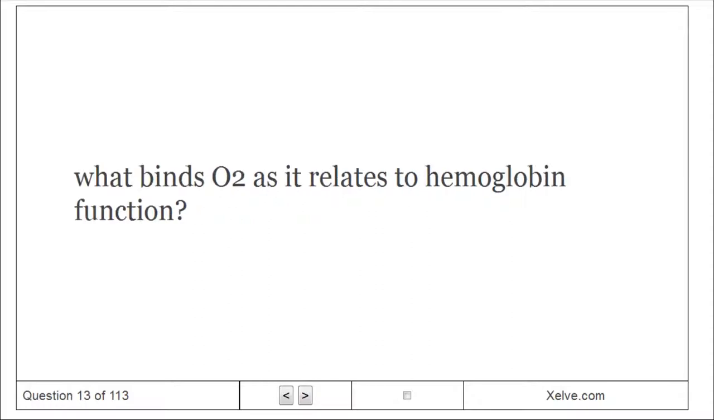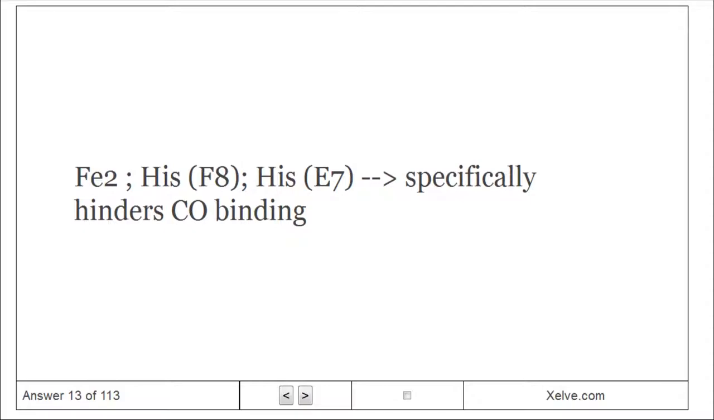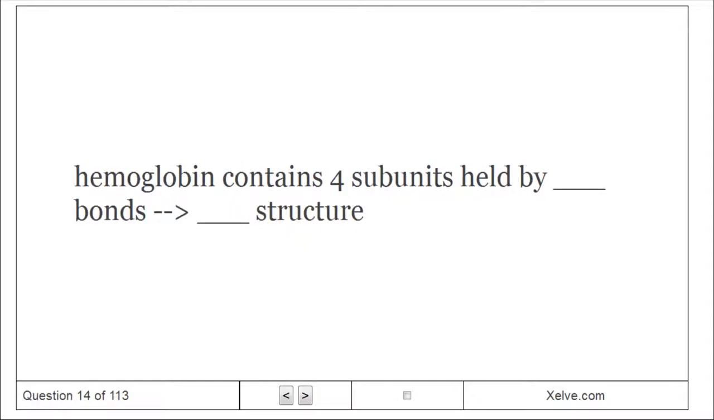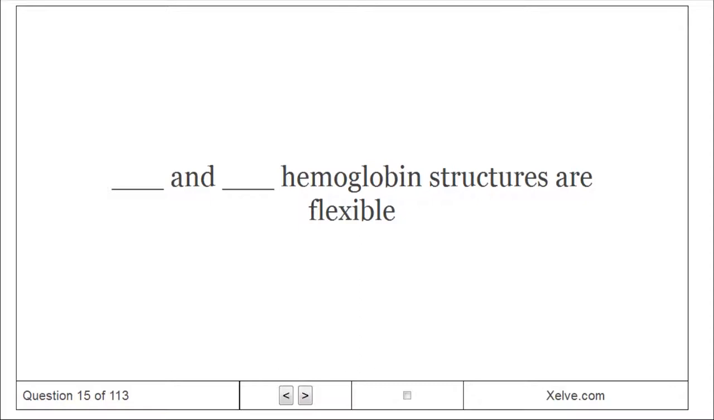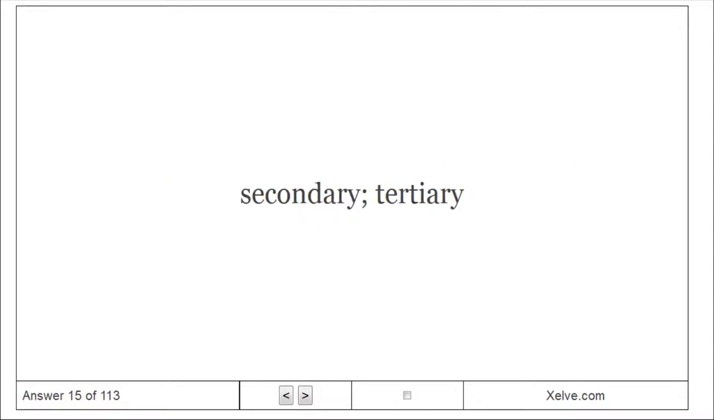What binds O2 as it relates to hemoglobin function? Fe2+, with histidine specifically hindering CO binding. Hemoglobin contains 4 subunits held by blank bonds to blank structure. Non-covalent, quaternary. Blank and blank hemoglobin structures are flexible. Secondary, tertiary.